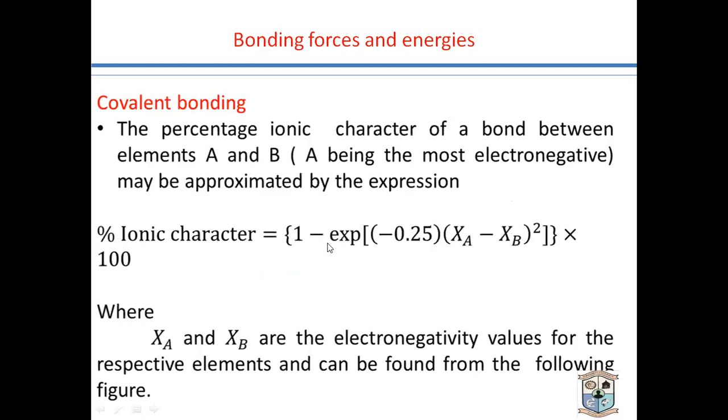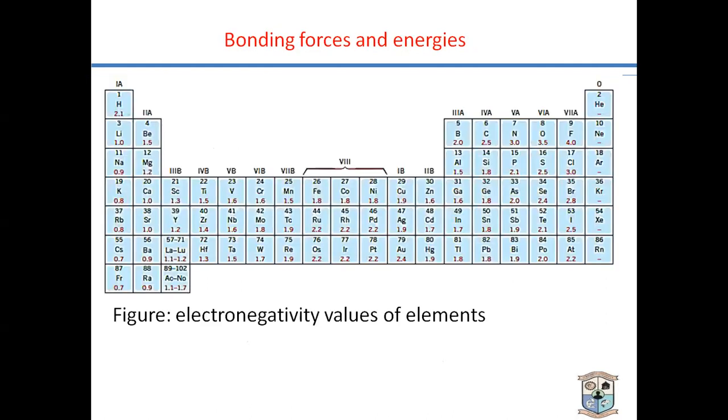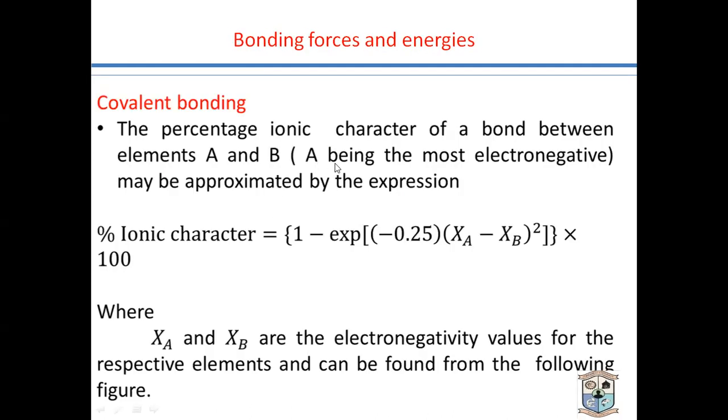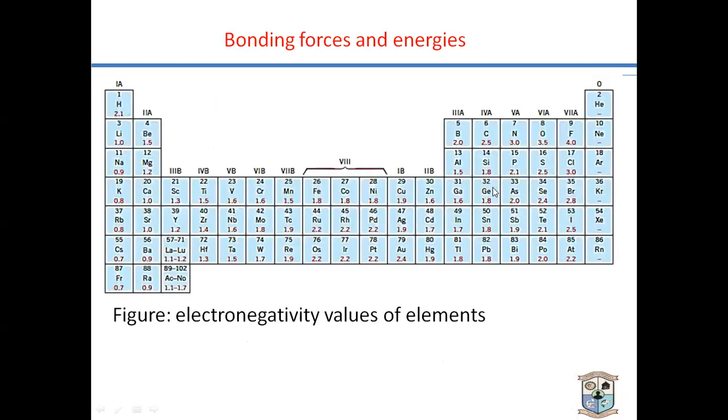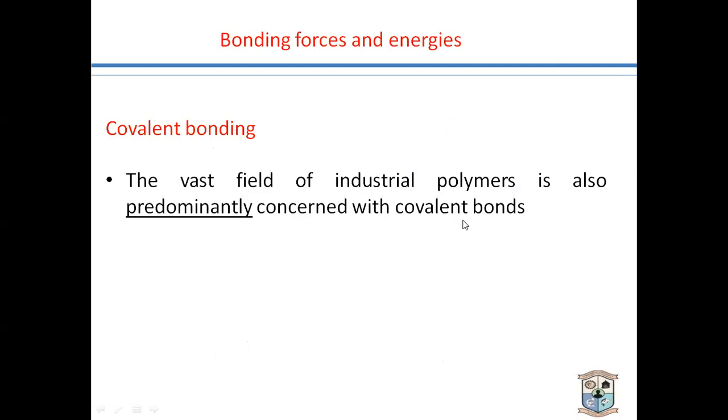This is exponential. So 1 minus exponential, you have negative 0.25 close bracket, so you have XA plus XB. Oh, one more thing to note here, A is the most electronegative. So you have two elements there, and the most electronegative is the one that you put as your XA here. So the vast field of industrial polymers is also predominantly concerned with covalent bonds. We'll look at polymers as a whole topic together separately as we go.